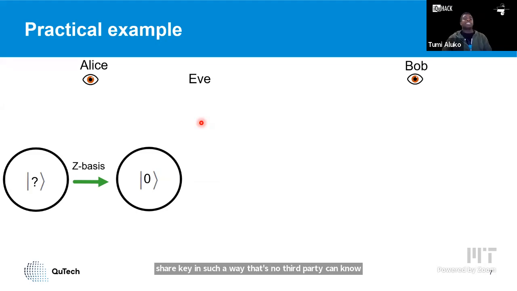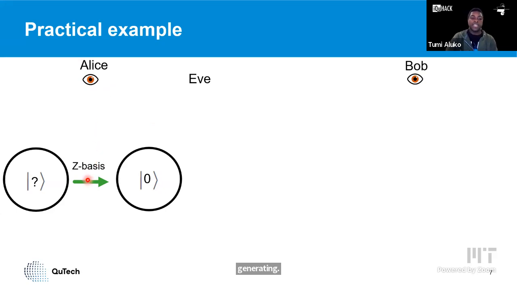Now, we can take it even further. Let's say there's an eavesdropper called Eve that manages to steal Bob's qubits and wants to break the key that Alice and Bob are generating. So Alice measures her qubit in the Z basis. She gets, as a result, a 0.